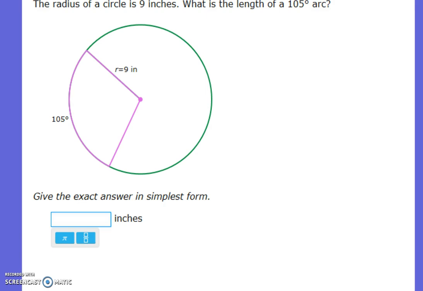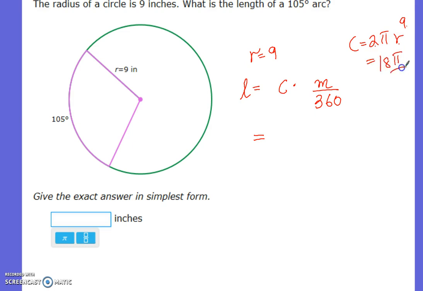In question number 3, the radius of a circle is 9 inches. They gave you the radius as 9. You have to find the length of the arc. Again, the length formula is circumference times measure of the arc divided by 360. The circumference, again, always remember it's 2 pi r. Since r is 9, we can go 9 times 2, it's 18 pi. That's your circumference, so instead of circumference, you can put 18 pi.